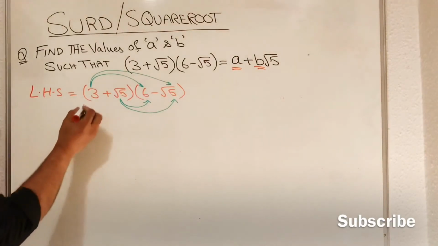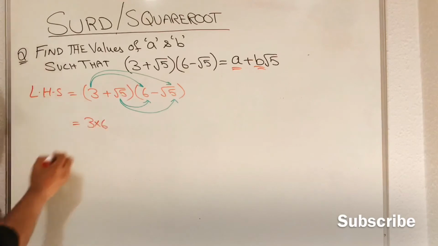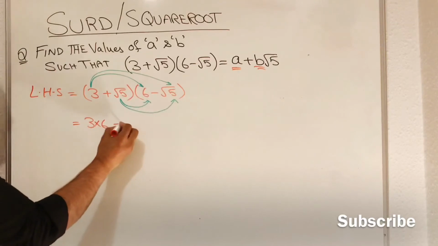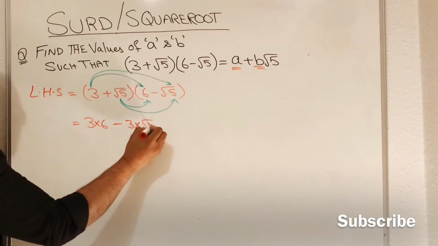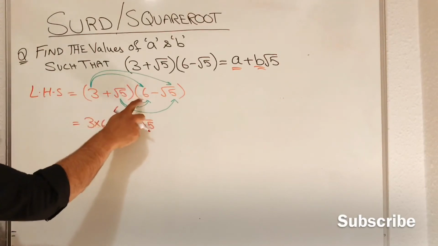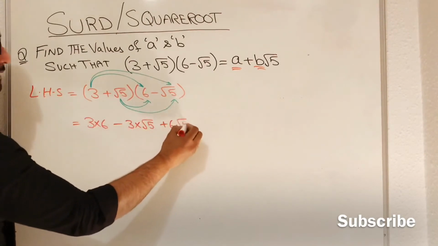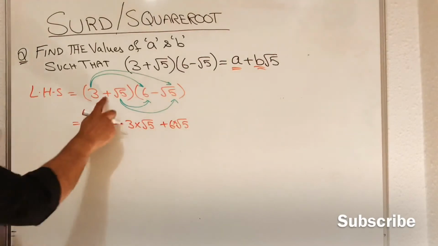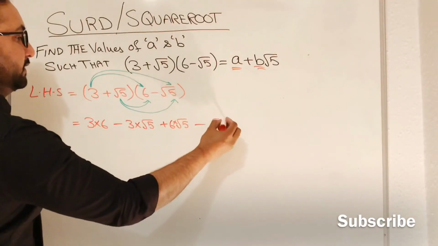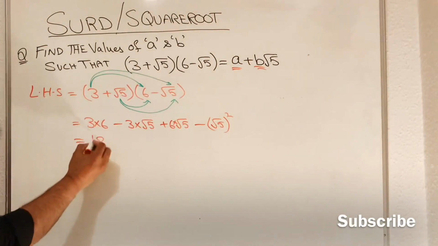Now multiply 3 times 6. I'll just write down exactly the values. 3 times 6, 3 positive, this is negative, so negative sign, 3 times square root 5. We come to the second part. 6 times, both are positive, plus 6 times 5. Positive, negative give you negative. Square root 5 squared gives you 5. Now simplify, that becomes 18.